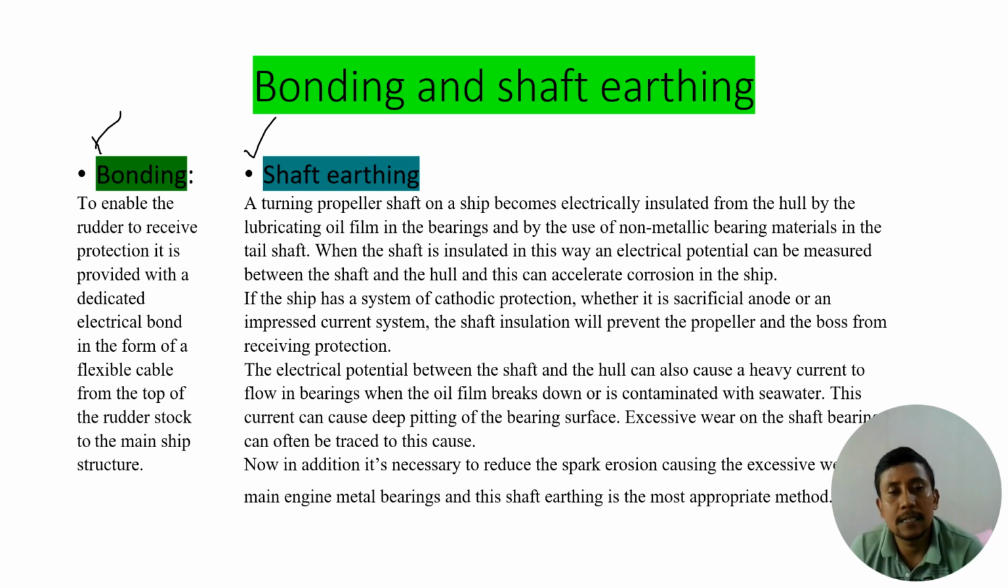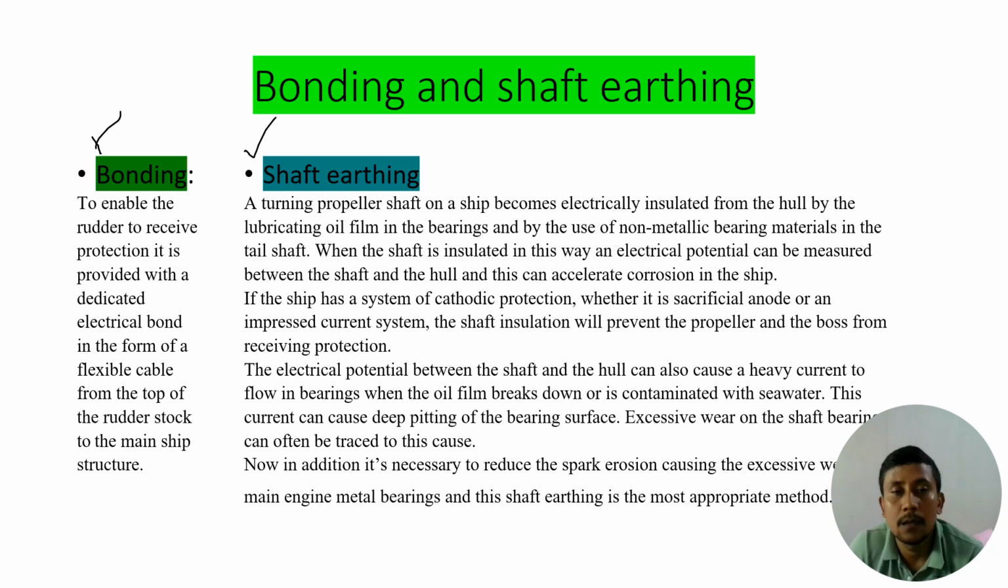It is provided with a dedicated electrical bond in the form of a flexible cable from the top of the rudder stock to the main ship structure. That is called bonding. That means the bonding is necessary to ensure the rudder is under protection of ICCP. As the rudder is connected to the ship's hull through the rudder carrier bearing, there is a possibility of potential difference between the ship's hull and rudder, and to minimize this potential difference we connect the rudder stock to the ship's hull through a flexible cable, and that ensures the proper protection of the rudder.